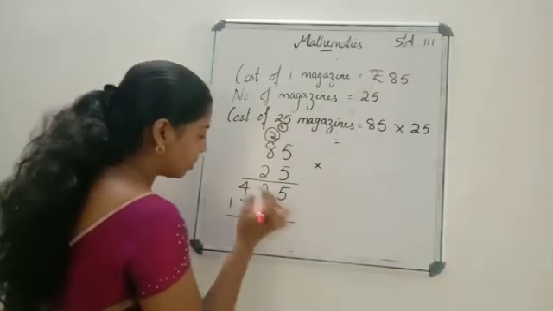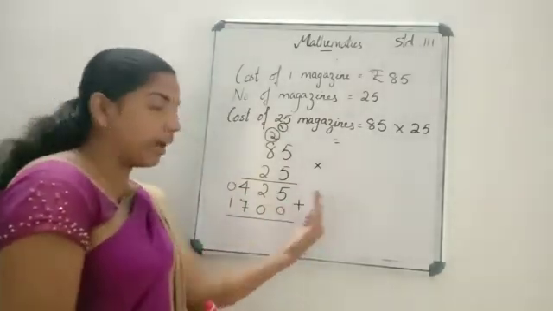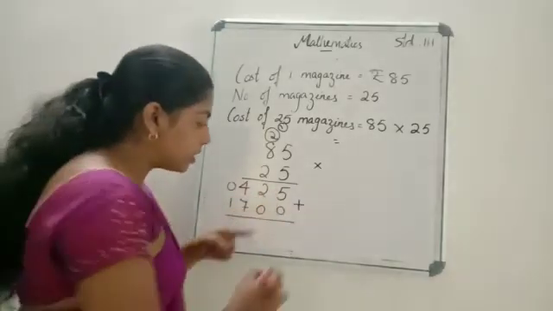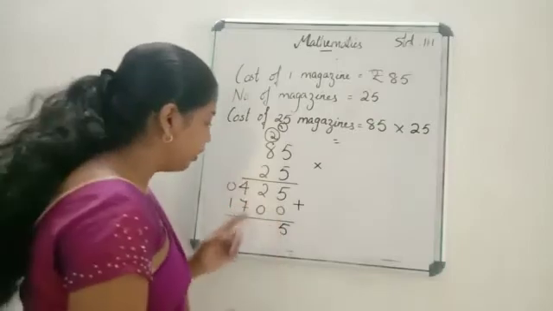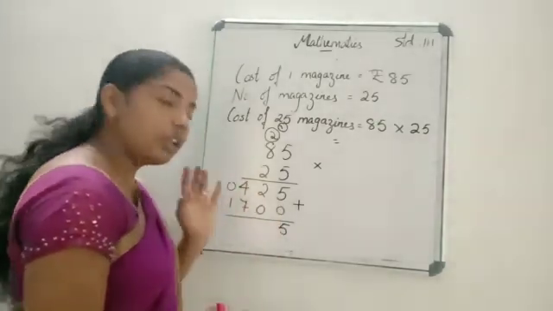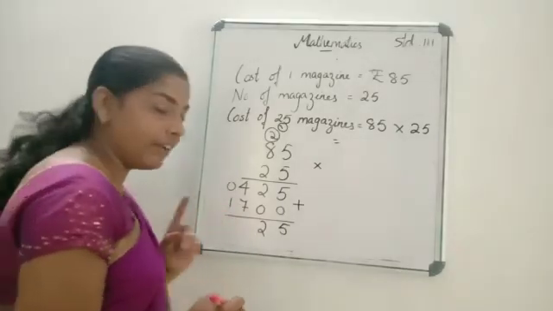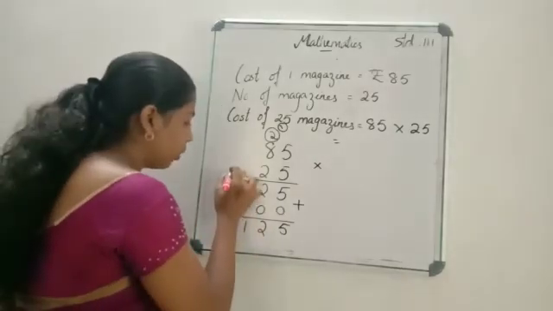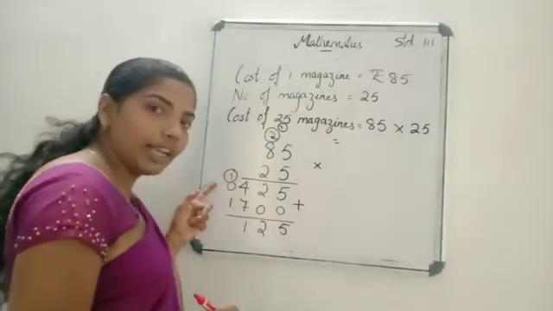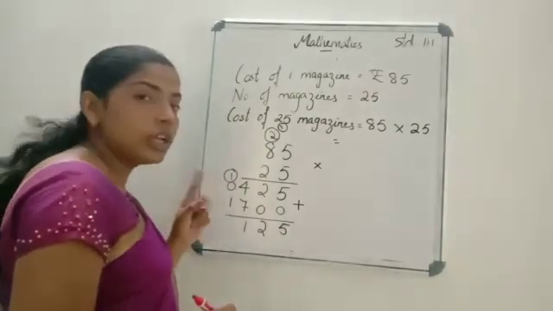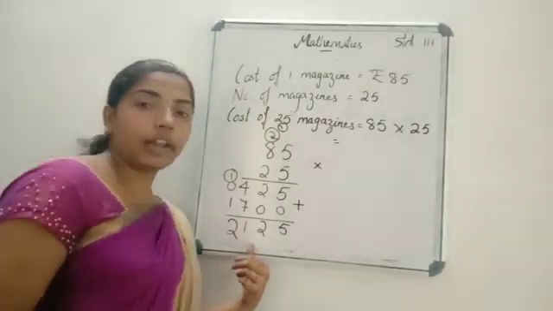If you want you can put 0 here and here. Now we are going to add. Start adding from the ones place. 5 plus 0 is 5. Any number plus 0 is that number itself. Now 2 plus 0 is 2. 4 plus 7 is 11. Write 1 here and carry over 1. Now 1 plus 0 is 1 itself. That 1 plus 1 is 2. So what is the answer? 2120.